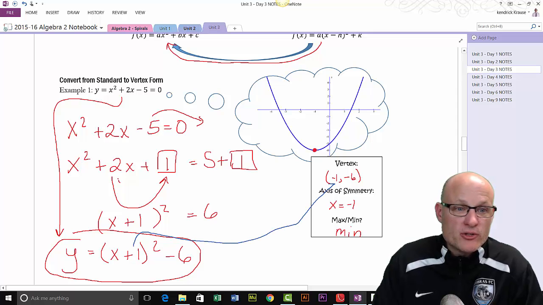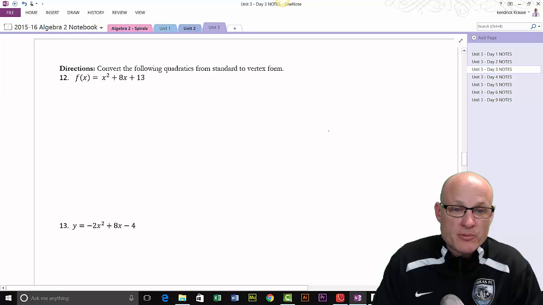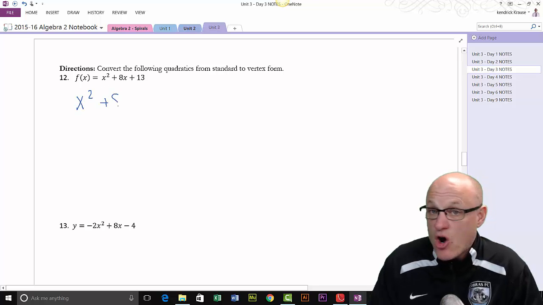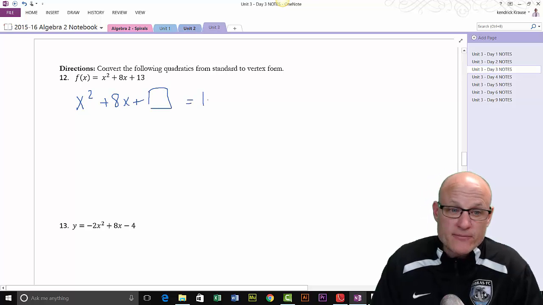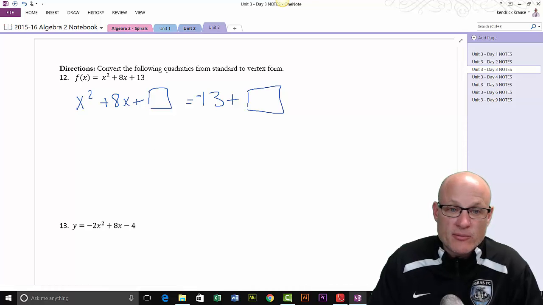So the first thing we're going to do is rewrite this, set it equal to 0. Plus box equals 13 plus box. Now when I move that over to the right side, don't forget you have to change its sign. All these little things you have to keep track of so you don't make dumb mistakes. So we're going to take half of this and square it. Half of this would be 4, squared would be 16. So I'm going to add 16 to both sides.